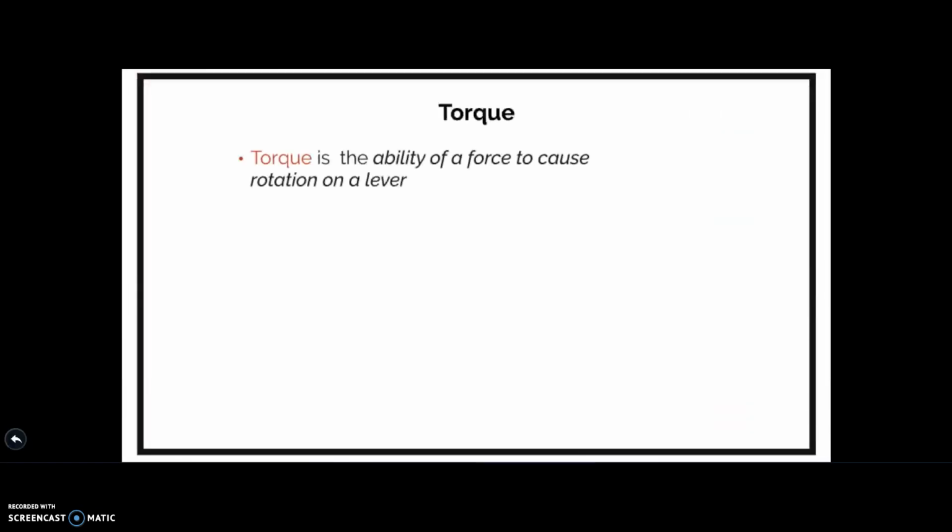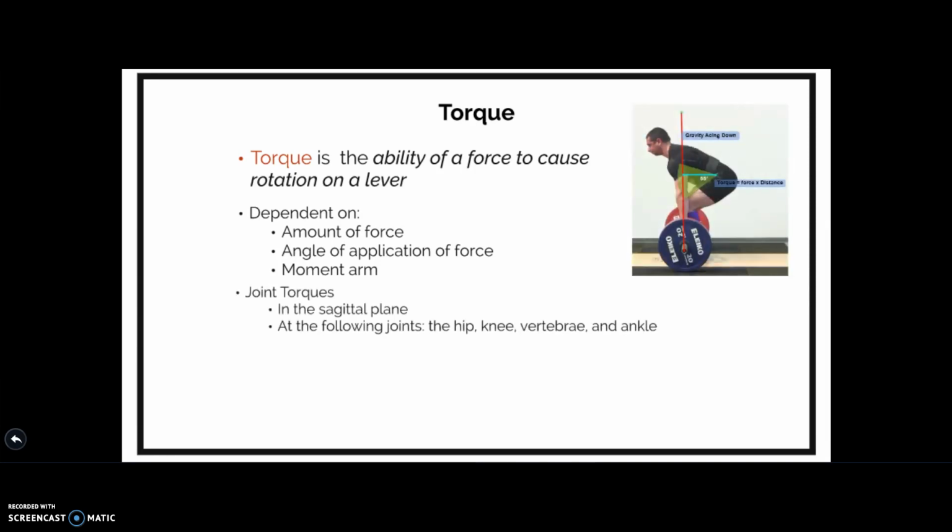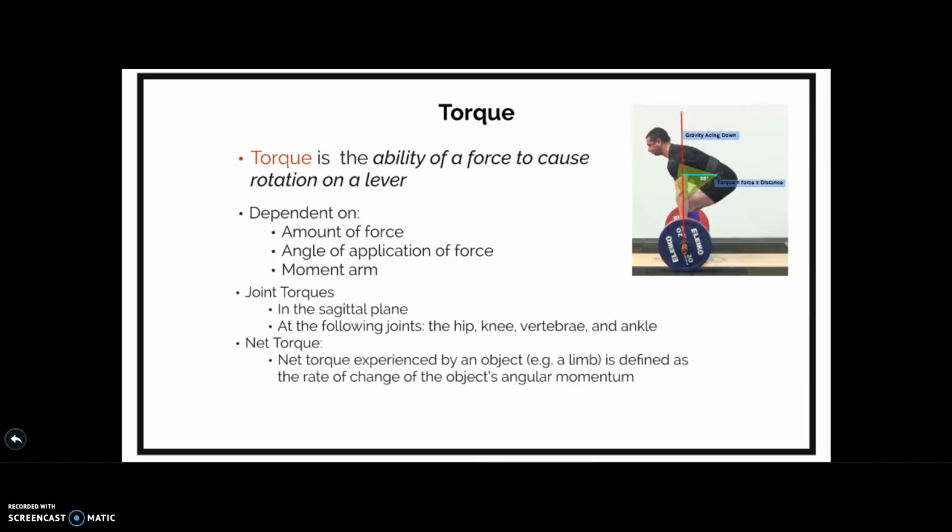Torque is the ability of a force to cause rotation on a lever. Torque is dependent on the amount of force, the angle of application of force, and the moment arm. During a deadlift, there is torque at the following joints: the hip, knee, vertebrae, and ankle.